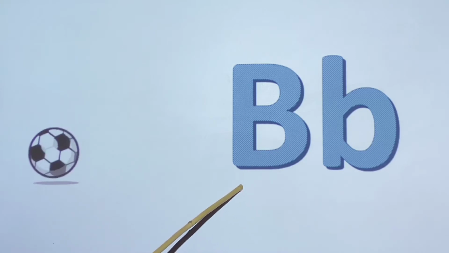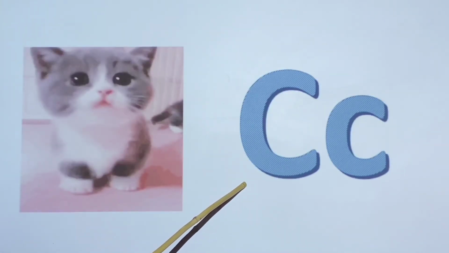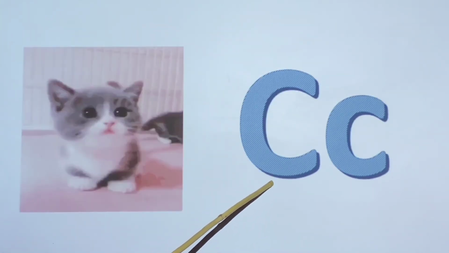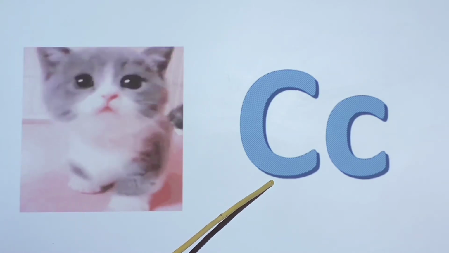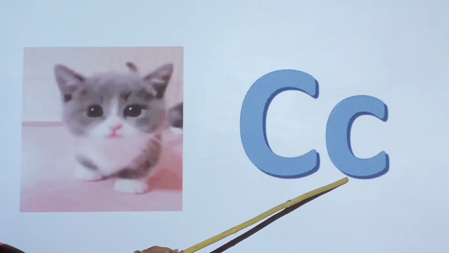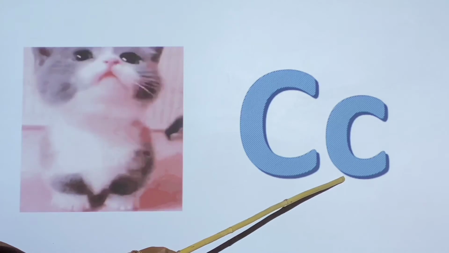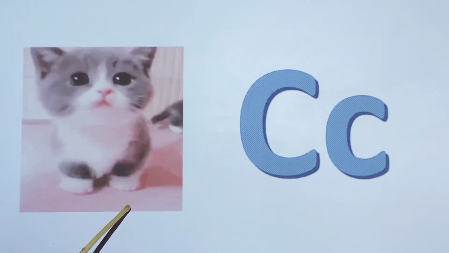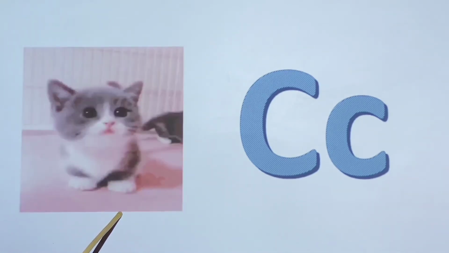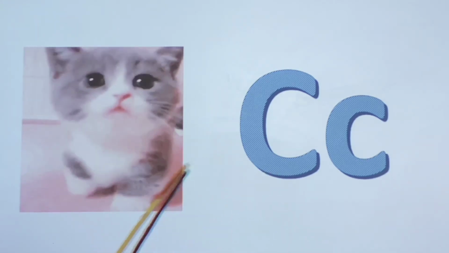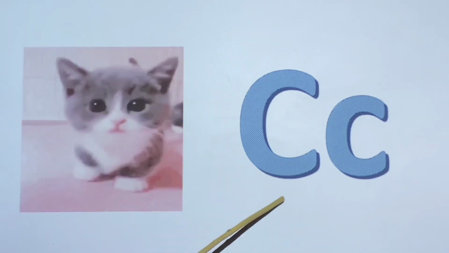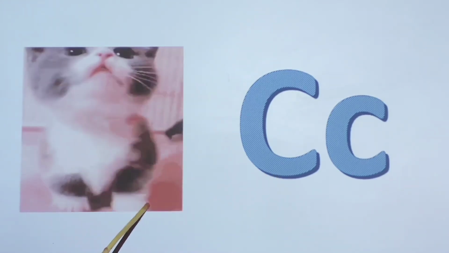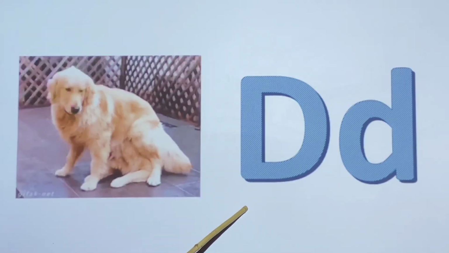And the next one is C after B. Capital C. What is it? Capital C. See here now. Small c. Children, what is the picture here? See here. Our cat is there. C for cat. Again. C for cat.